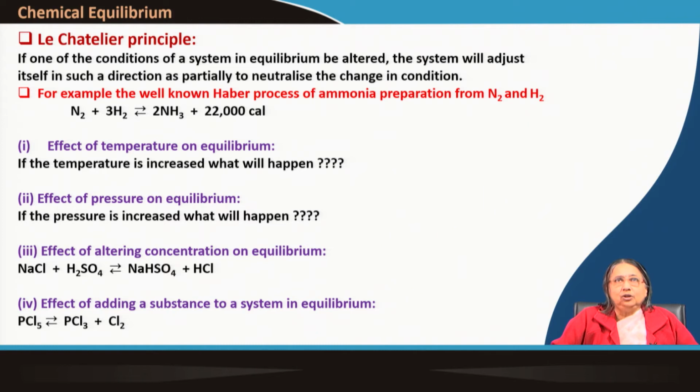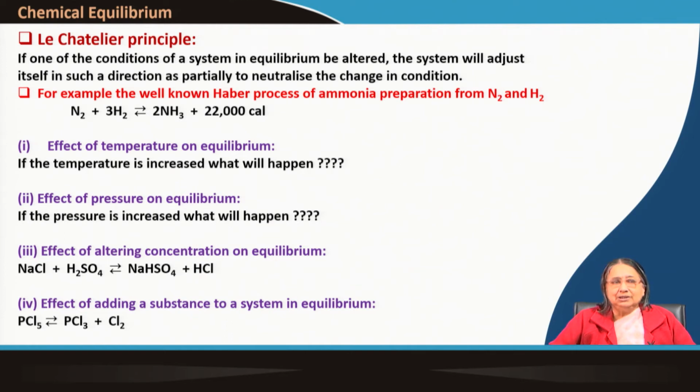When something is in equilibrium, then if we disturb the system, either by raising the temperature or by raising the pressure or by introducing something. So, when we disturb the system in equilibrium, then what will happen? This is the Le Chatelier principle. When we disturb it, then it will adjust itself in such a direction as partially to neutralize the change of the condition. The system will act in such a way that the disturbance will be nullified.